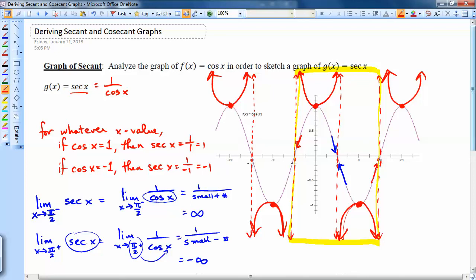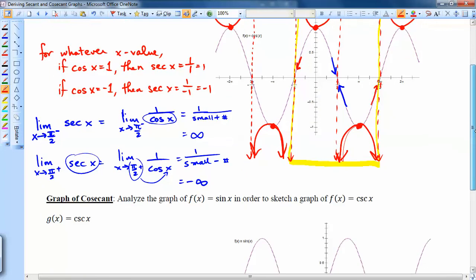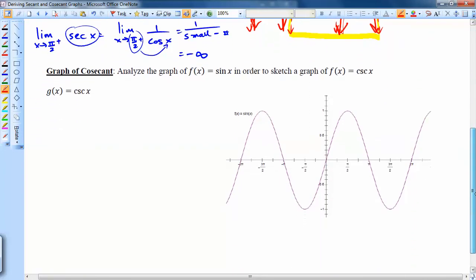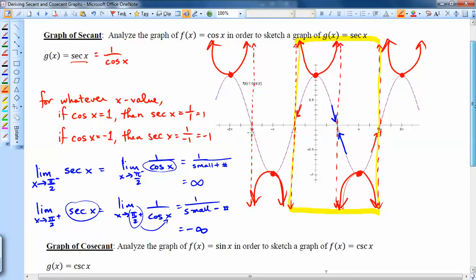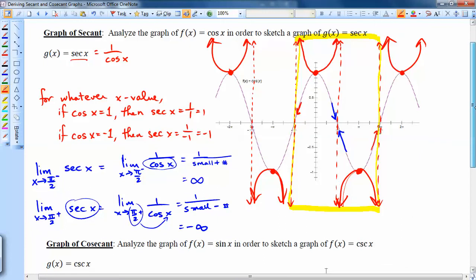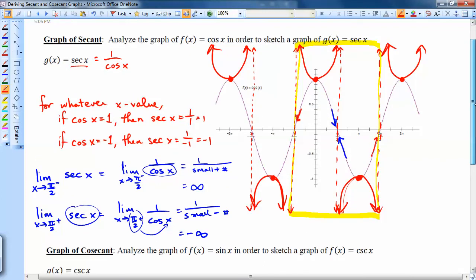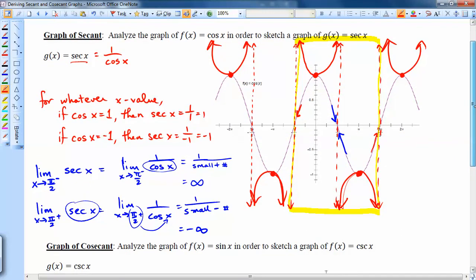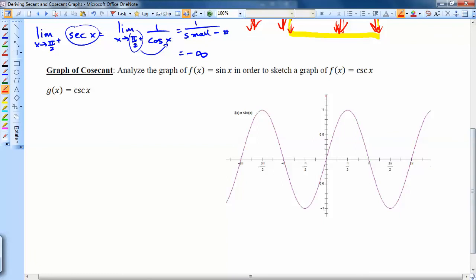If we scroll down here, I've also attached the cosecant one. Cosecant is based on sine, but sine is just cosine shifted over, so cosecant is just secant shifted over. So I'm just going to jump right into this. I'm going to draw my asymptotes at the zeros.